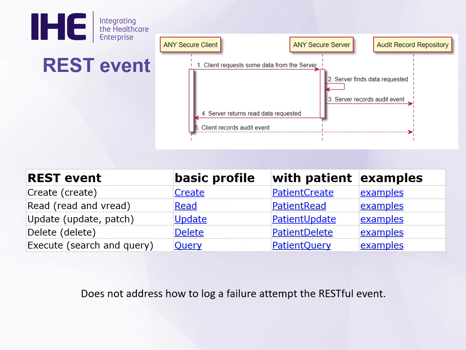So we address this for create, read, update, delete, and execute. And we have a basic profile where a patient is not involved in the activity, so activities against vocabulary or activities against directories. And then there's another set of profiles that show a refinement of that basic profile where a patient was involved. So a create of an observation or a search on observations. And then for all of the profiles in Basic Audit, we have multiple examples.